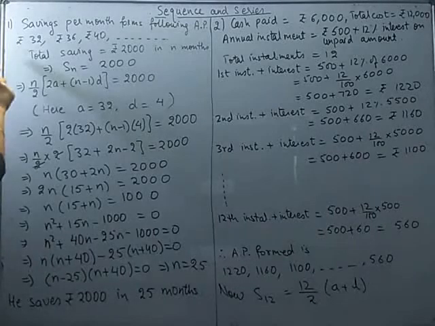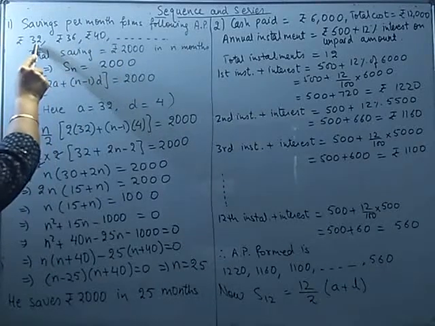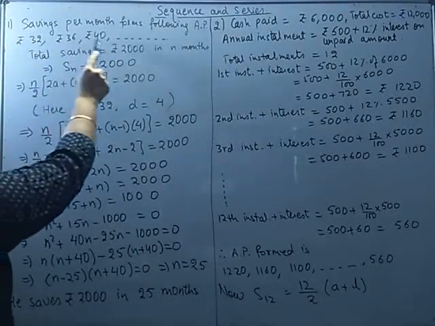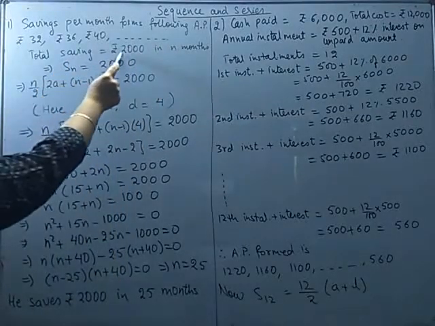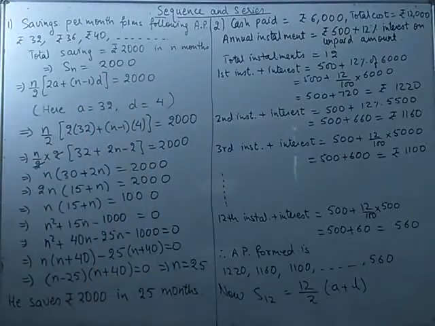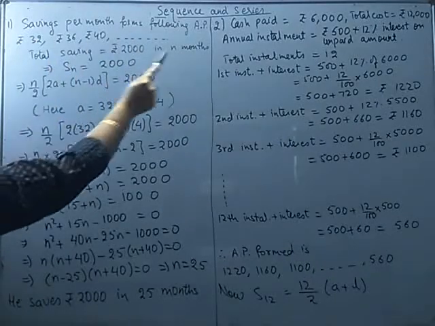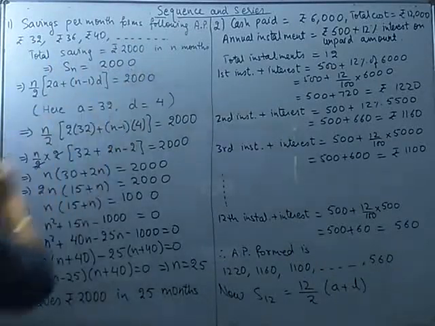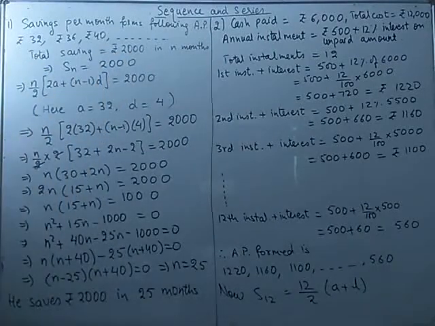So if we write his savings per month, it will form an AP. In the first month 32 rupees is saved, in the second month 36, then 40 and so on. And his total saving is rupees 2000. Say in n months it was done. So what do we know? The sum of all this saving done in n months is equal to 2000. That means the sum of n terms of this AP is 2000.